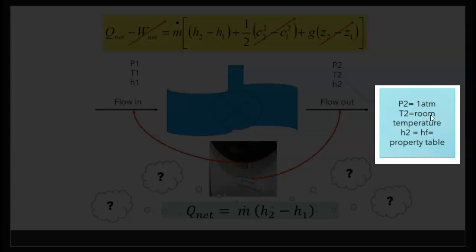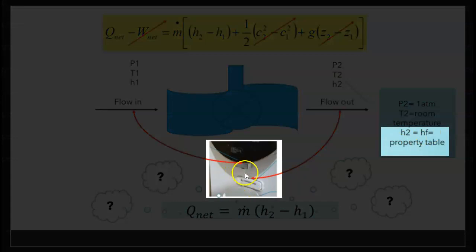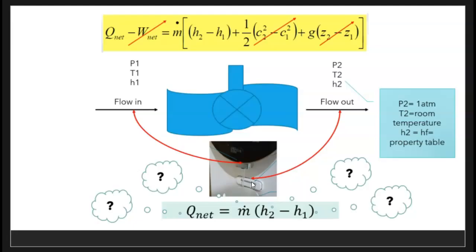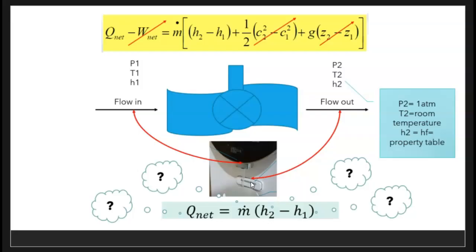Okay, and you also can get the h2 to be hf because the fluid flowing out here is still in liquid form. It is not saturated gas. If it is probably hot water, you will need to find the quality x if needed. If not, this can be assumed as hf.